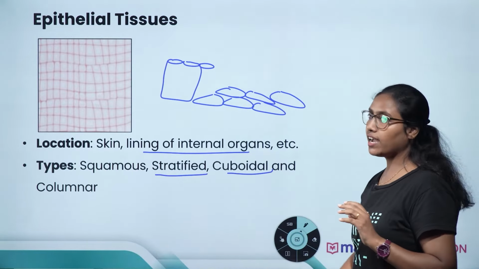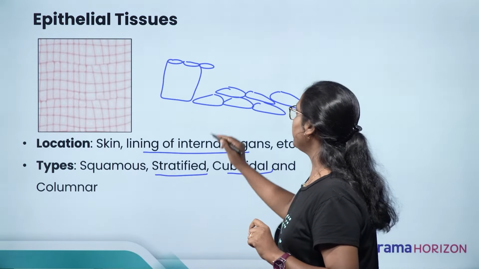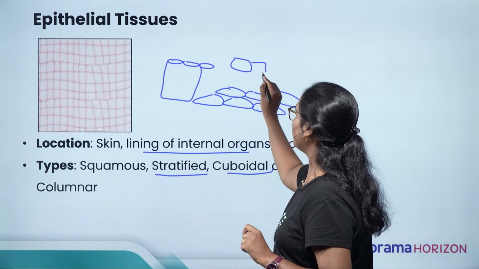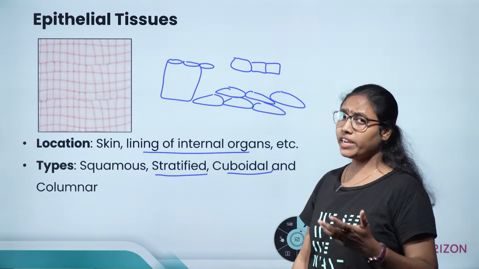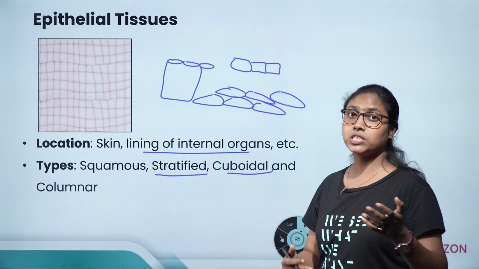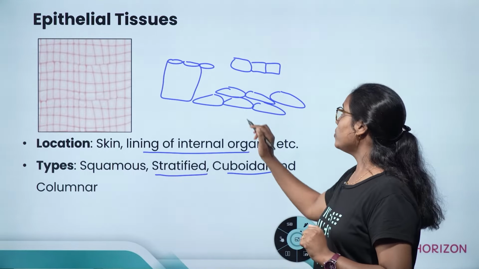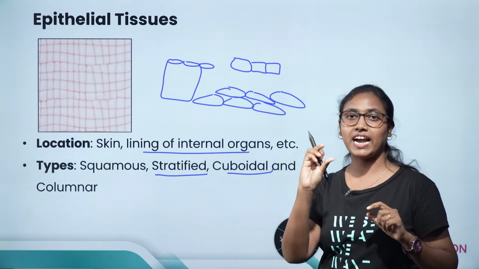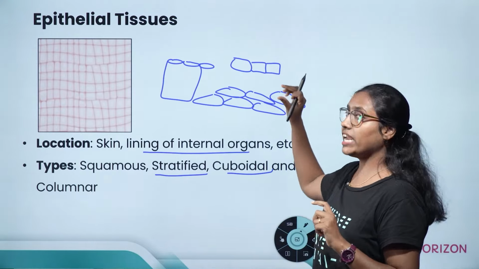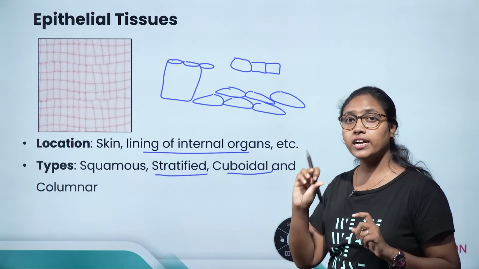Apart from that, we have cuboidal. Cuboidal means they are of cube shape. We all have played Ludo in our childhood, or even now we play. Nowadays it's available online also. So cube shape, as in Ludo, when we play Ludo, we have this dice, right? Similarly, the shape of these cells will be like that dice.